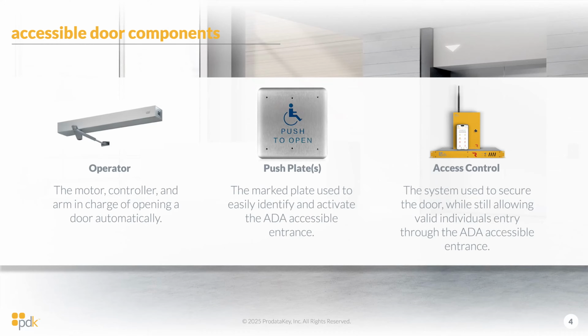Then you, of course, need to have access control. That's not always necessary if the door doesn't inherently have any kind of security measures in place, but the access control system is going to be the other automated piece of the ADA system that actually unlocks the door, so that when you push that button, the door actually unlocks before it opens.